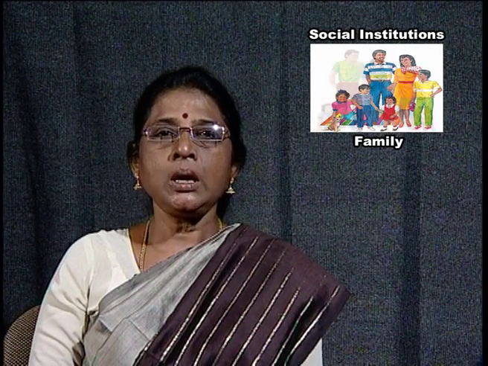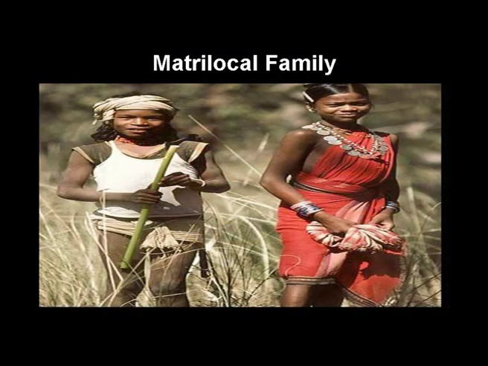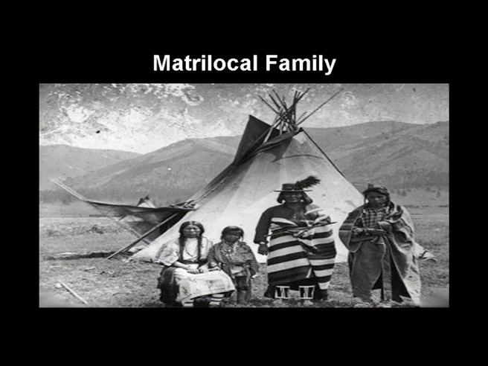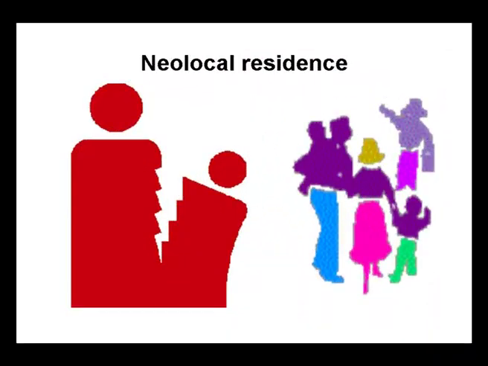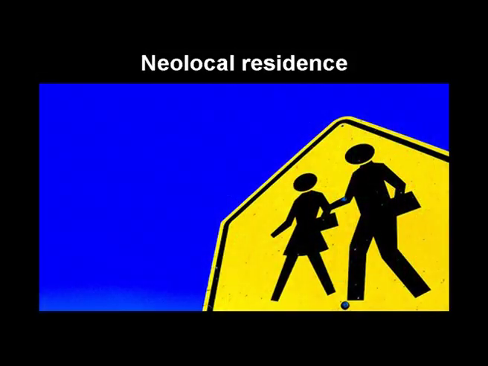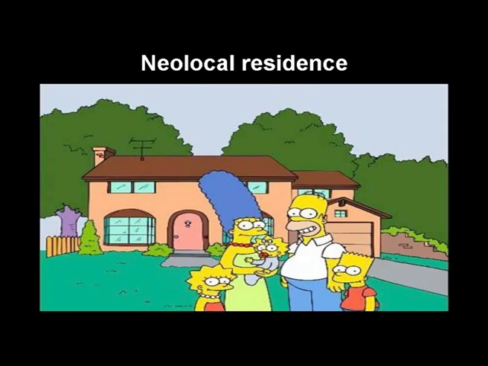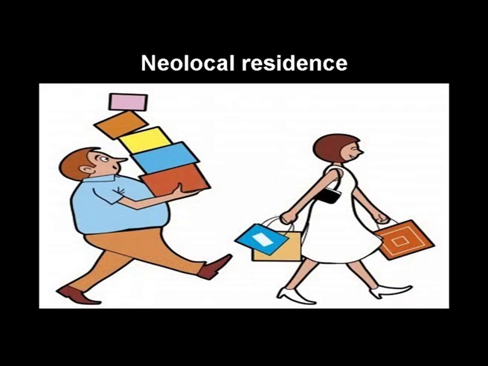The second one is matrilocal family. In matrilocal residence, the husband goes to live in the house of his wife after their marriage. All the children live with the mother. The next one is neolocal residence. This type of family occurs when the married couple lives apart from their parents' family and community. For example, if husband, wife or both work away from their parental homes, neolocal families are formed.